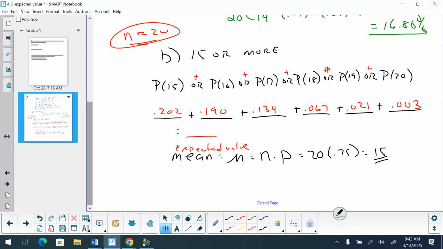Standard deviation. Well, first off, your variance is n times p times q. So we have 20 times 0.75 times 0.25. So we can just multiply them out, npq. Come down to 3.75 for your variance, and then you can take the square root of that to get your standard deviation.